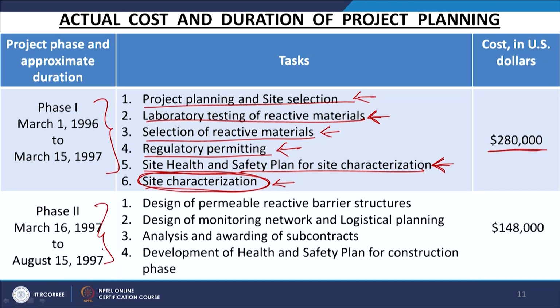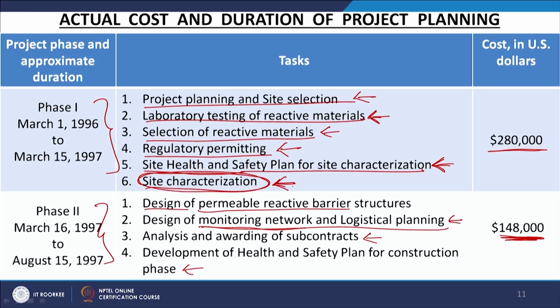And phase 2, we have obviously the design of the PRB, that's something we know how to do, the thickness, so we can get that if we have all the relevant data. Design of obviously the monitoring network and logistical planning, typically monitoring network is key here, right. And analysis and avoiding subcontracts, minor issues with respect to their management, and again development of health and safety plan. Again the cost here though, because they are mostly office relevant or blue collar type jobs and the relevant work, you see the costs are relatively less, right, but typically site characterization is relatively costly, and that's what would have contributed to the cost here, right.